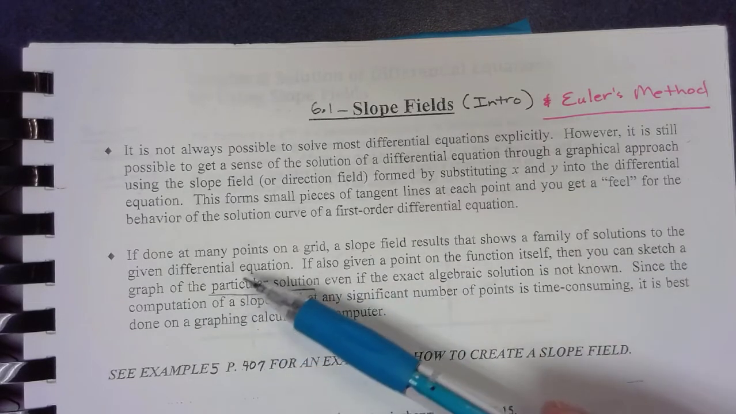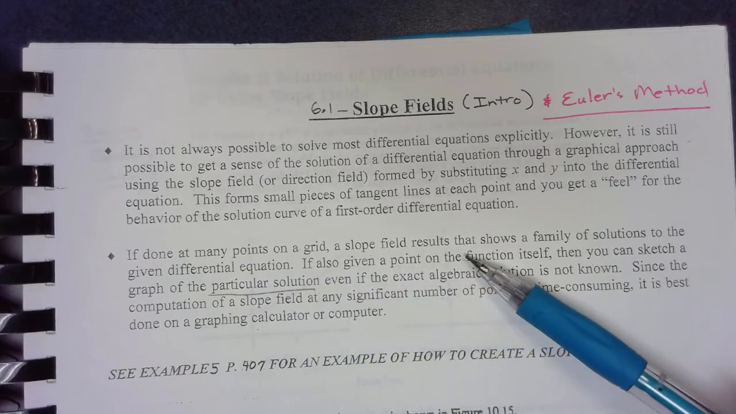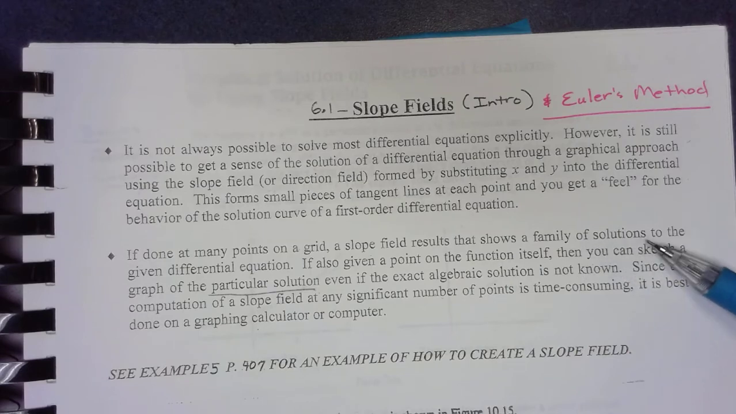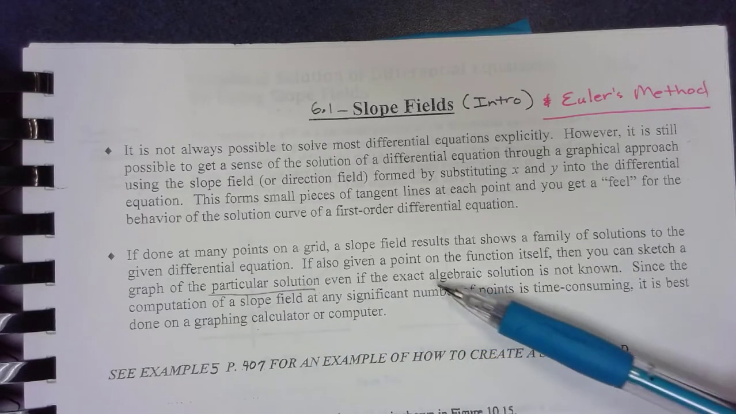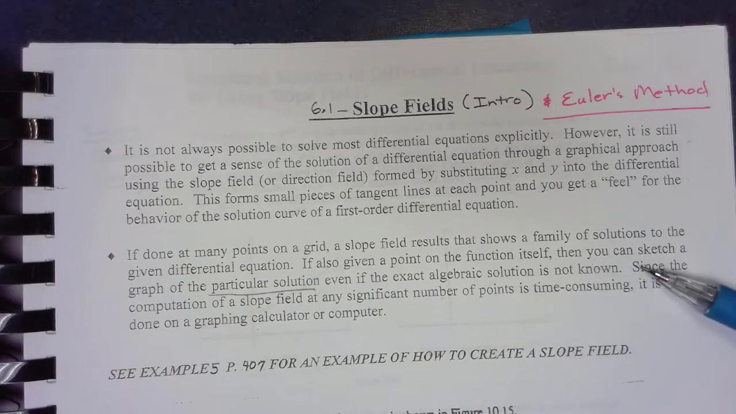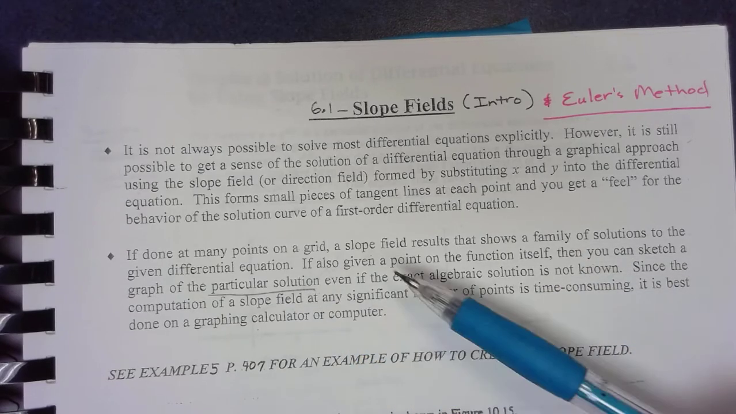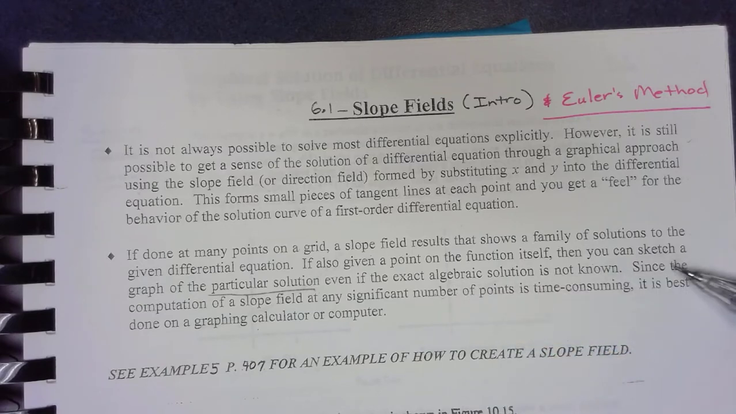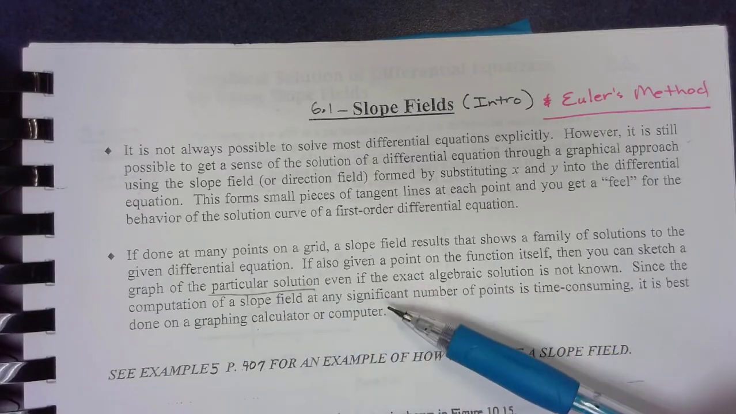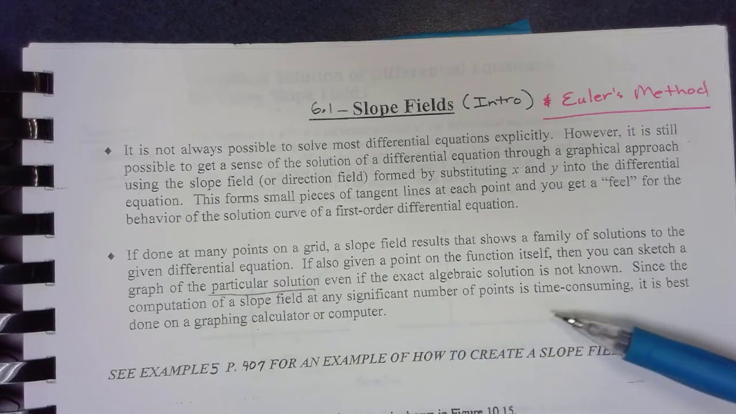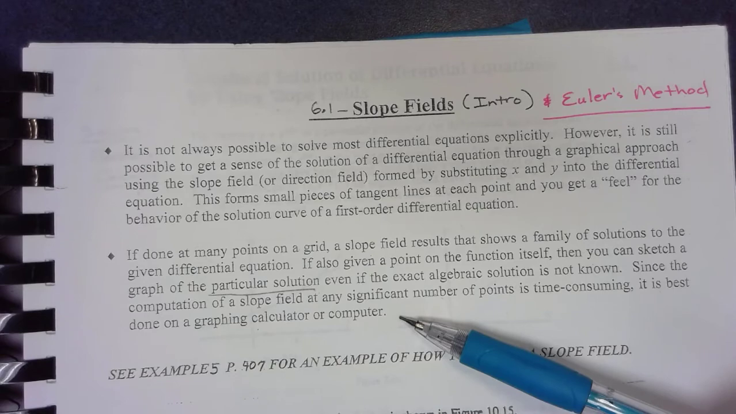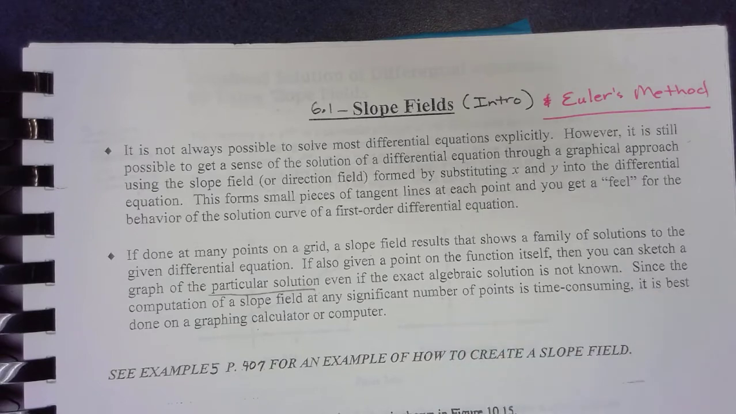And if you do this at many points on a grid, the slope field results that shows a family of solutions to the given differential equation. If also given a point on the function itself, then you can sketch the graph of a particular solution, even if the exact algebraic solution is not known. Since the computation of a slope field at any significant number of points is time-consuming, it's best done on a graphing calculator or computer, which I will show you how to do in class.